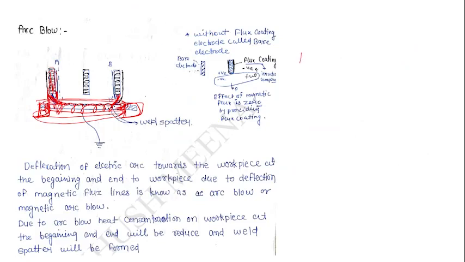Suppose this is your electrode and you are providing some coating on that. So if you're trying to reduce the arc blow, you will add a coating of some material, so that firstly only your electrode will start melting and this will be present.